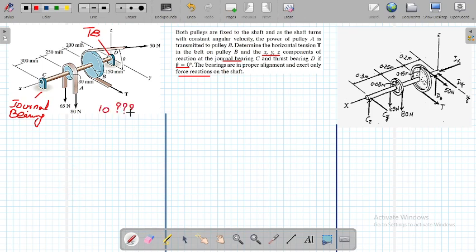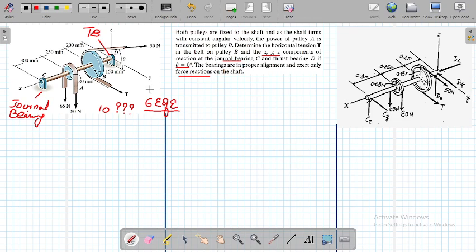You can see this is a 3D problem, so you will have 6 equations of equilibrium. The maximum equations that you can form will be 6, but the unknowns are 10. So this system cannot be solved. No way in the world you can solve this system with these conditions, because you have only 6 equations of equilibrium in this subject of statics.